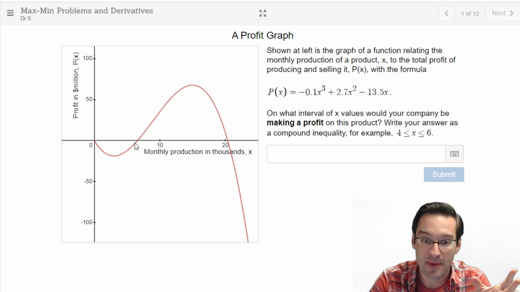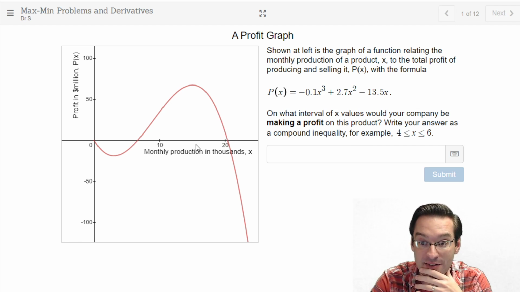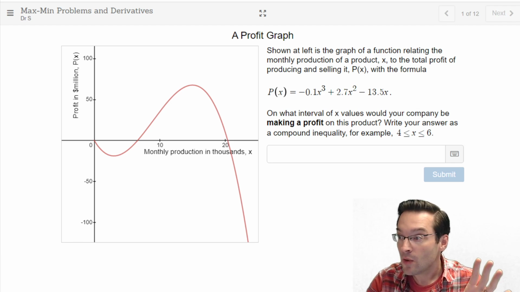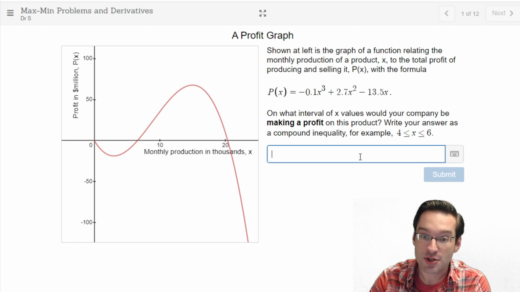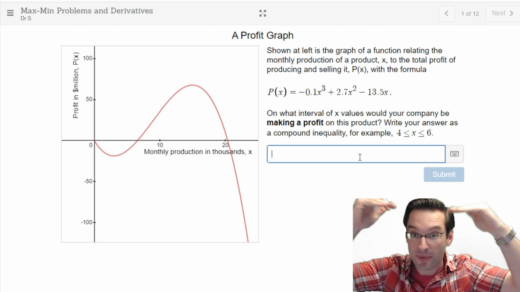And you just have to make some guesstimates because we can't really see exact numbers on this x-axis. But if you could write an inequality that describes what range of x values we're actually turning a profit, then what would you say? We can tell where a function on a graph is positive, right, just by looking for where its graph has risen above the x-axis.